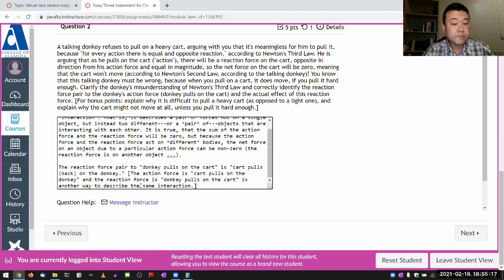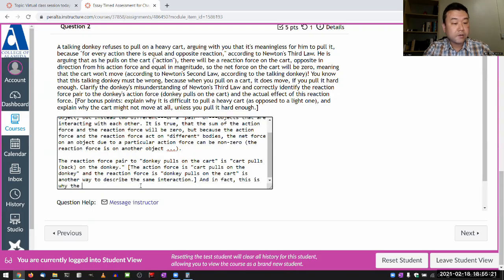And in fact, this is why the donkey finds that it's harder to move forward. Oh, yeah. Wait.